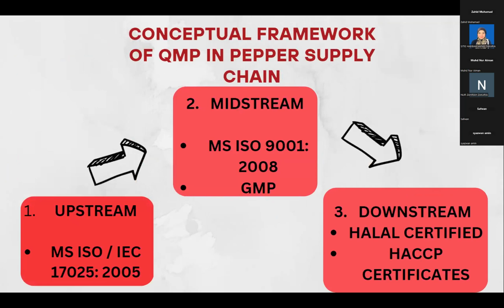Next is a conceptual framework of quality management practices in paper supply chain. First is upstream. We have MS ISO/IEC 17025 in 2005. Next is midstream. We have MS ISO 9001 in 2008 and good manufacturing practices. And lastly, downstream, we have halal certified and HACCP certificates.